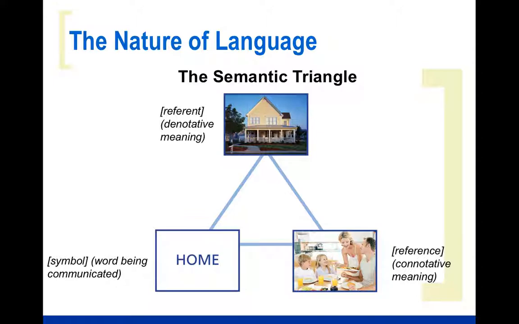However, the connotative meaning, it's the reference. It's what we think of. It's what we see. It's what we envision. It's our feelings associated with that. And the feelings that typically derive from home are an image of family, an image of belonging, a sense of family community. So be familiar with the semantic triangle and how language is constructed and how the symbol relates to the referent and how that leads to the reference.